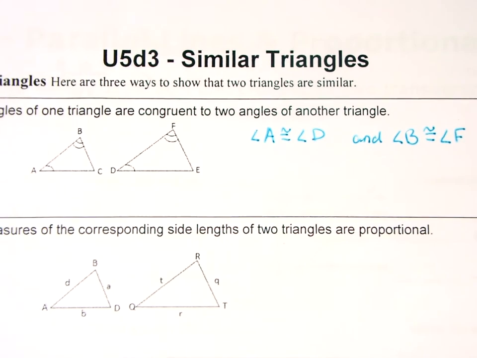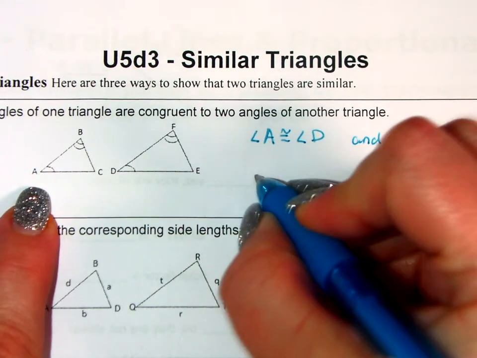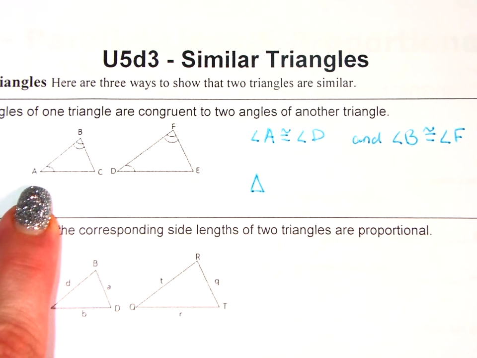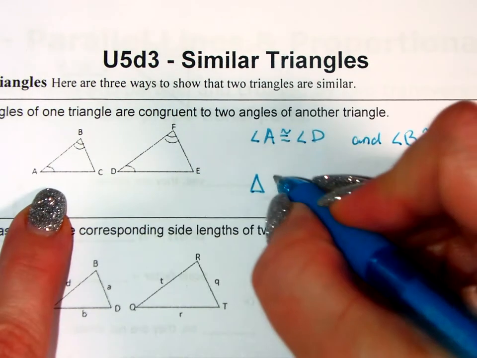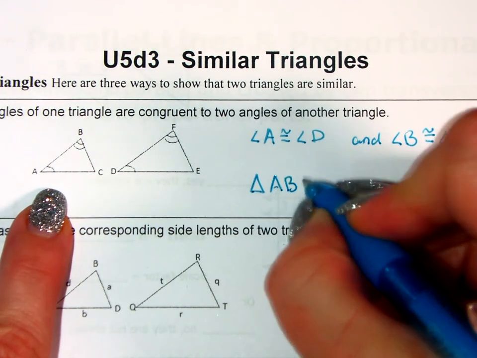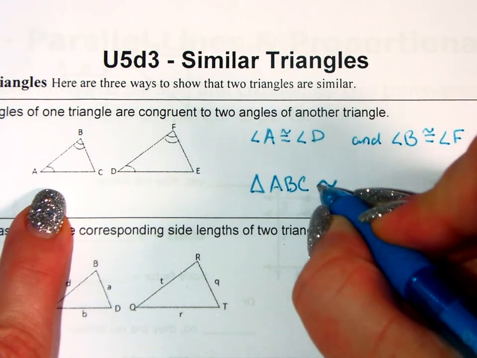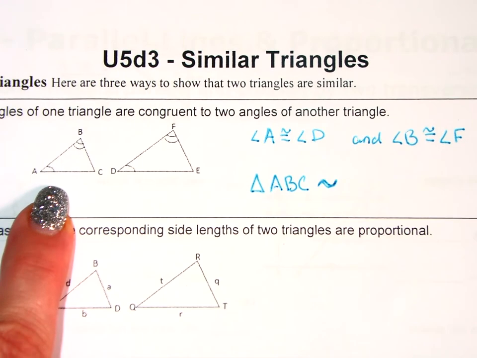Okay? And then just remember that your order is important. So when we write our similarity statement, you need to say that it's a triangle. And then you just name your first triangle. It doesn't matter in this case which one we want to say is first. I'm just going to go alphabetical, ABC. Is similar to, so we use our little similar symbol.